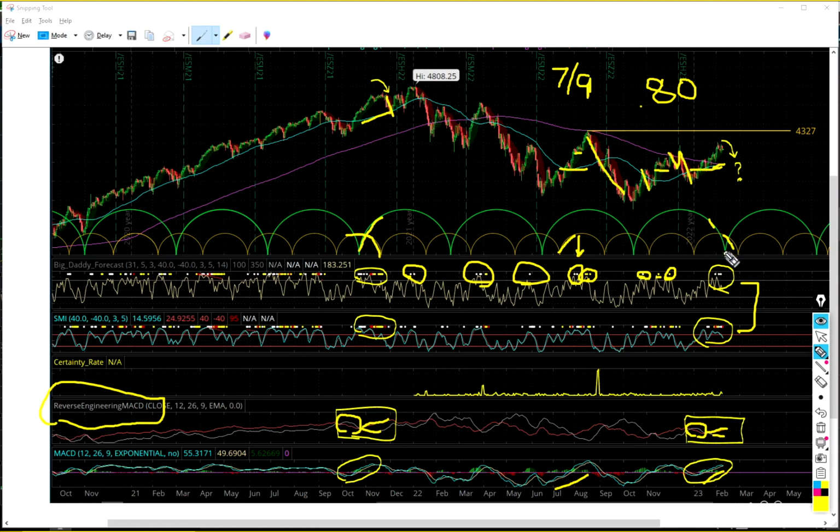Now, let's look at this one. What's happening? Here's this yellow cycle. In this case, this yellow cycle is almost perfectly phased throughout all of this. It doesn't shift. Normally you get a shift, but in this case they're perfectly aligned every time. It's a little bit unusual, but it also makes things simpler.